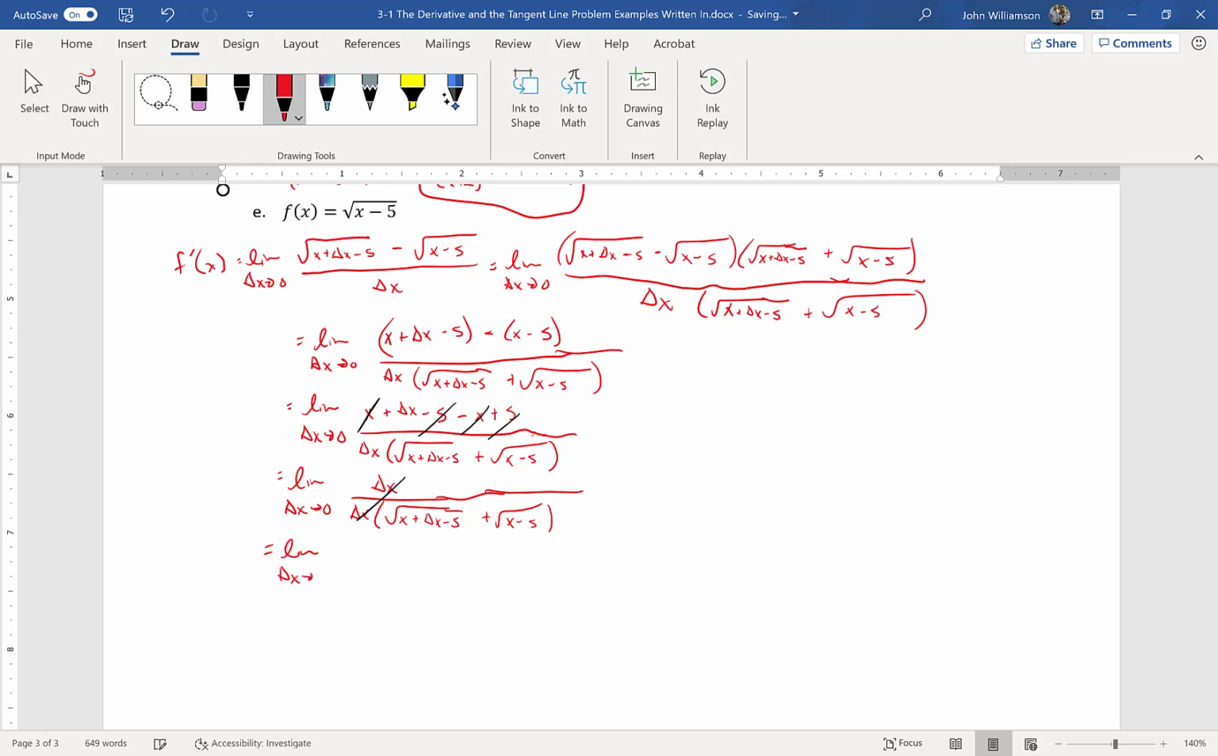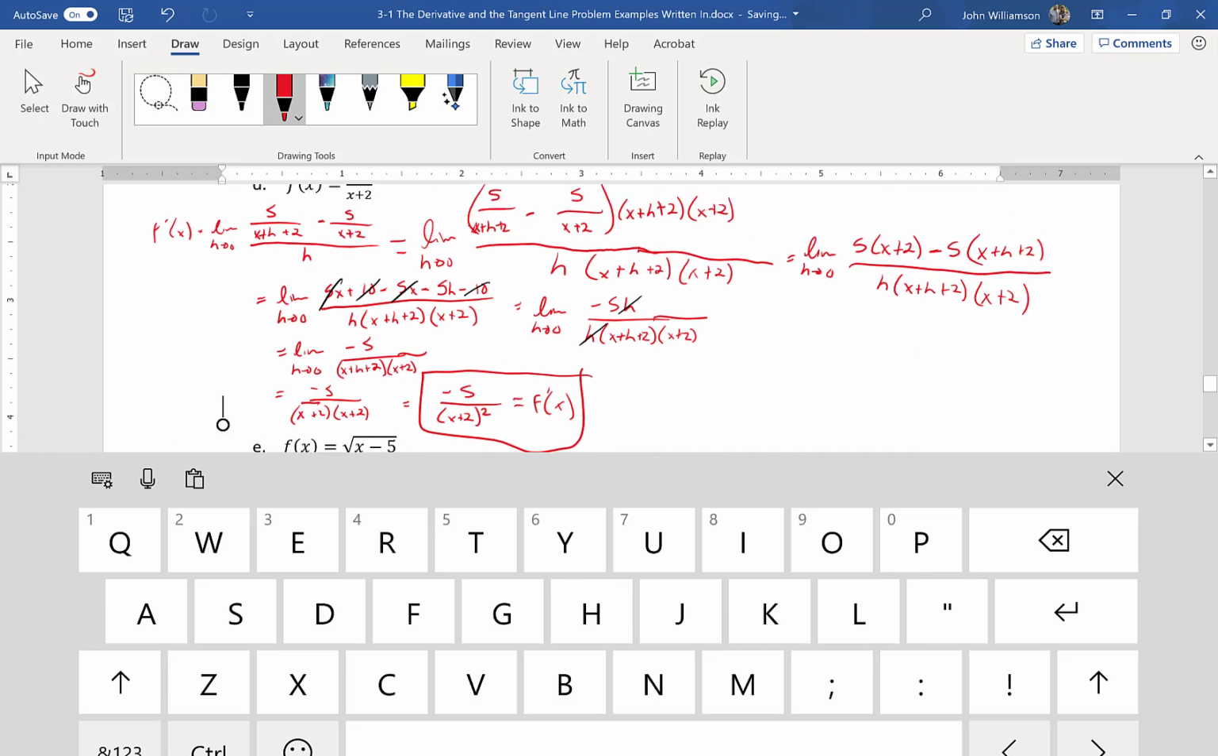So it's going to be the limit as delta x approaches 0. 1. So delta x over delta x, remember, still 1. So you still have a 1 in the numerator. So 1 over square root of x plus delta x minus 5 plus square root of x minus 5. And at this point, sort of like above in the complex fraction, now I can substitute in, right? Because I don't have division by 0 anymore.